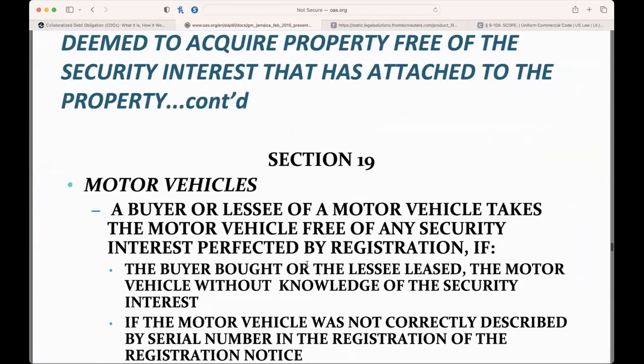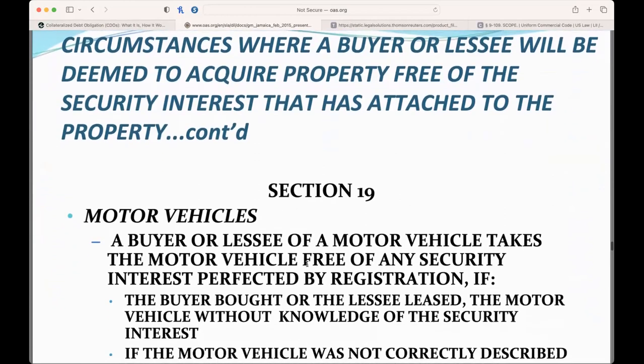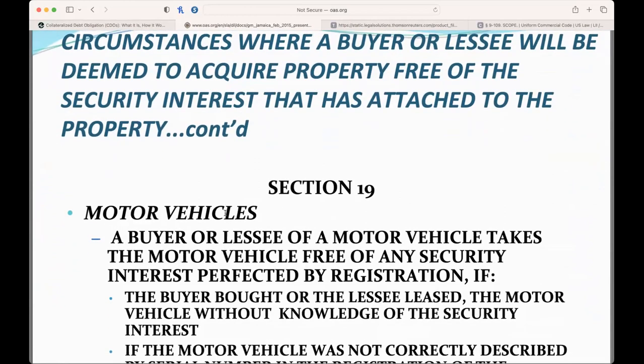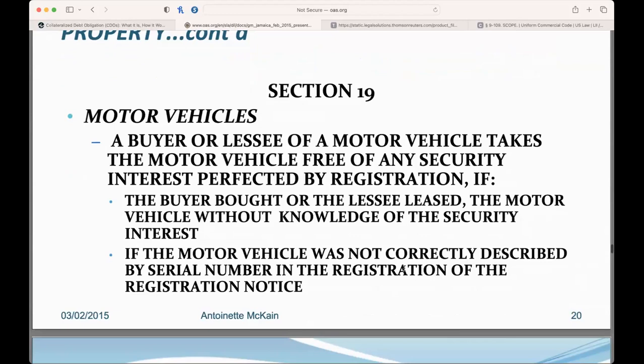Section 19, motor vehicles. So now they're specifically speaking of motor vehicles. So a buyer or lessee of a motor vehicle takes the motor vehicle free of any security interest perfected by registration if the buyer bought or the lessee leased the motor vehicle without knowledge of the security interest, if the motor vehicle is not correctly described by serial number in the registration notice.